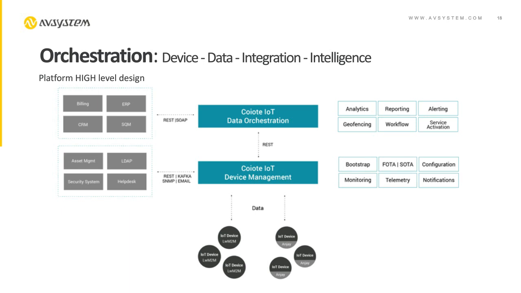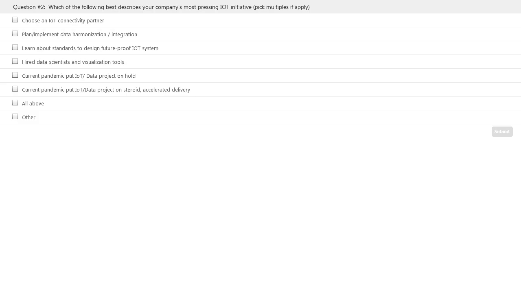So which now brings me to the second of my two polling questions, which is: which of the following best describes your company's most pressing IoT initiative? You can pick more than one if they apply. You've got about 35, 40 seconds to answer, and we will display the results.